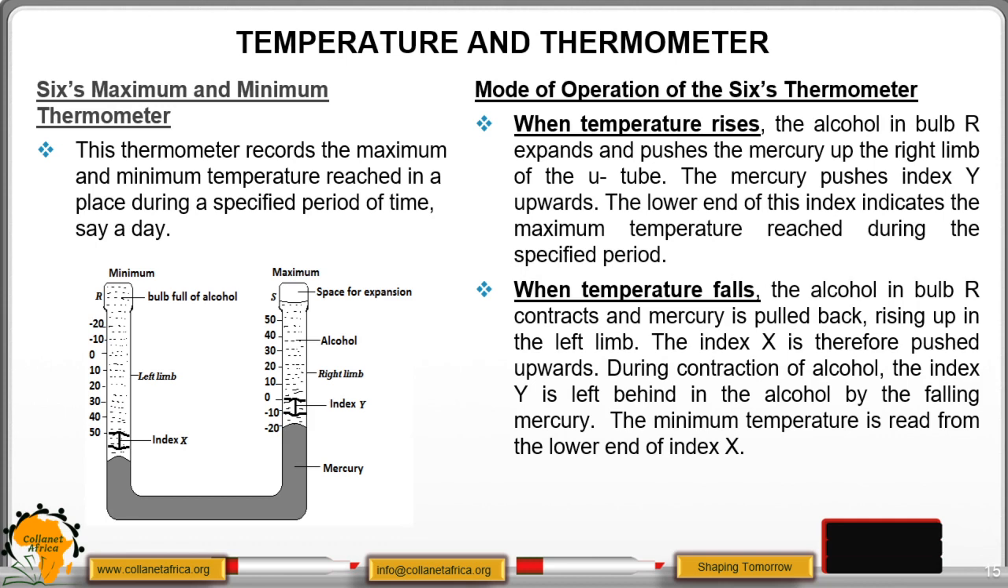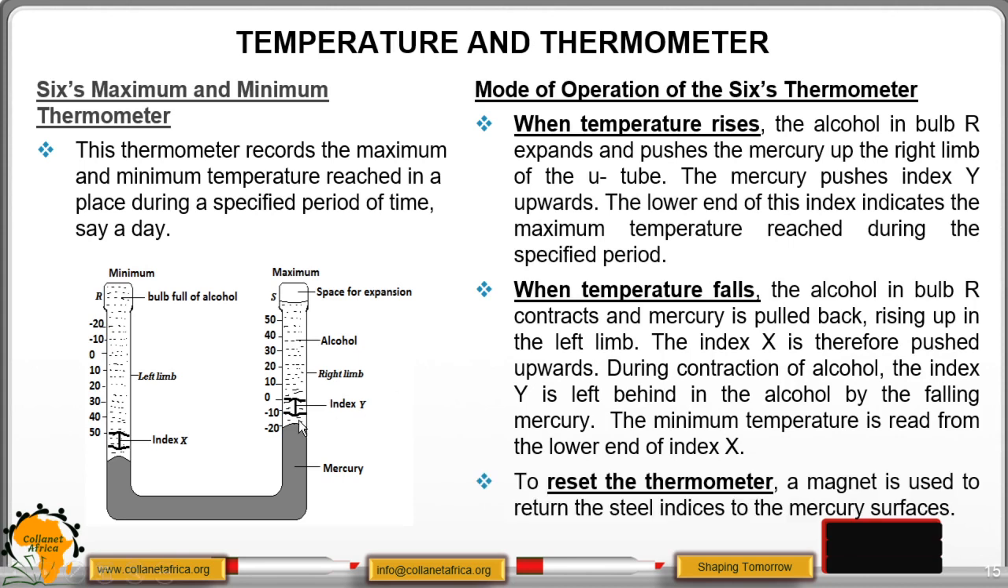So as it rises, it pushes index X upward. This one, remember, has contracted, so this one will be pushed upward. And as you can see in our scale, it is starting from 52 towards the minimum. So as it is pushed, it will move upward. And for you to get the minimum temperature, again you read the value that corresponds to the lower end of index X. So that way you are able to get the maximum and the minimum value of your area. But remember, as this one was moving towards the left limb, it left index Y in the initial position.